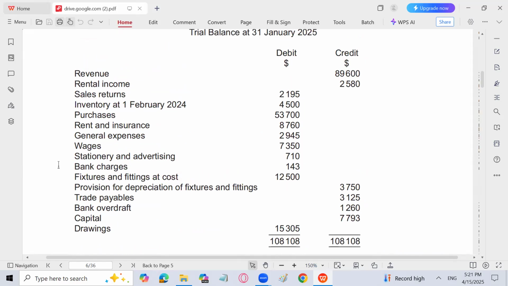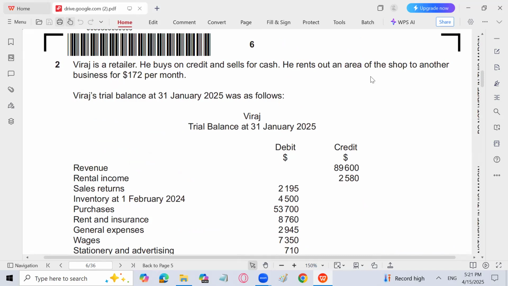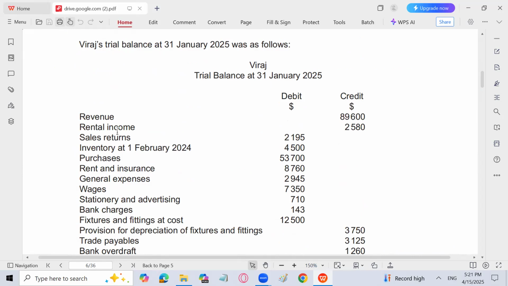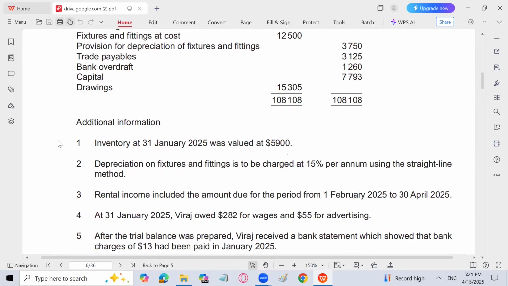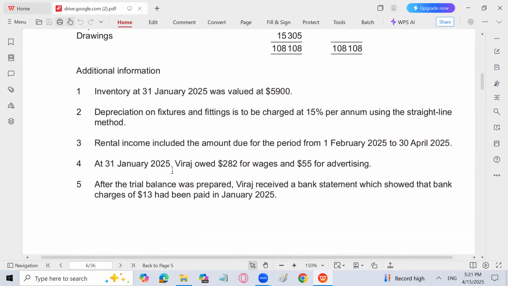So I think it's not a service business, it's a trading business. He rents out an area of the shop to another business, so rental income is a side income other than his main business, which is working as a retailer. Depreciation on fixtures and fittings is to be charged at 15% using the straight line method.